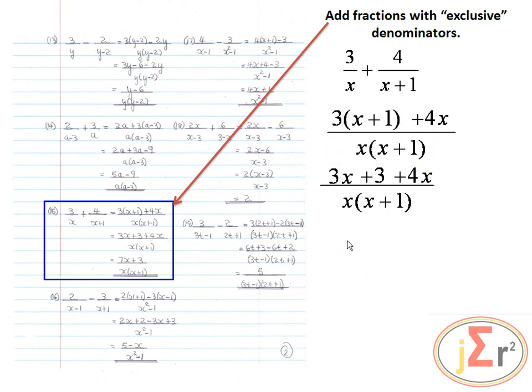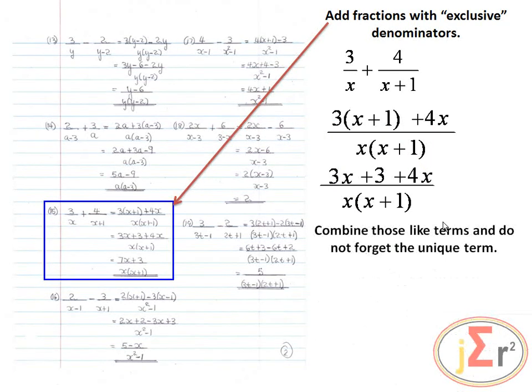And what do we do next? We will combine those like terms if we can find them, if they exist. And as it is said, do not forget the unique term. So the like terms are added and the unique term returns as it is.